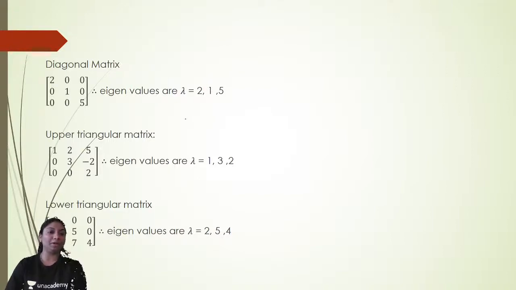Now upper triangular matrix. So what do you mean by upper triangular matrix? Here the upper triangular matrix is like this. Okay, so the diagonal eigenvalues of this matrix are 1, 3, 2. Directly we can write the eigenvalues are lambda is equal to 1, 3, 2. Now lower triangular matrix. What do you mean by lower triangular matrix? Here, see, the upper entries are 0. So this is your lower triangular matrix. So eigenvalues are lambda is equal to 2, 5, 4.